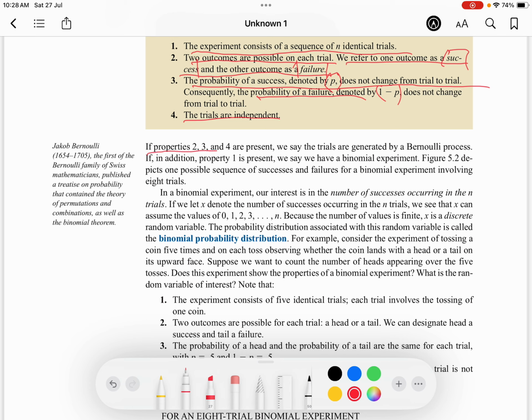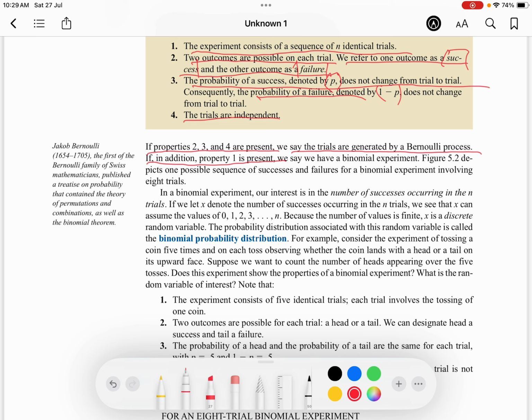If properties 2, 3, and 4 are present, we say that the trials are generated by a Bernoulli process. What is the meaning of Bernoulli? Suppose we toss a coin and you have two outcomes, head and tail. One time you toss it, this is Bernoulli. After that, if you try this experiment many times, more than one, it will be a binomial trial.